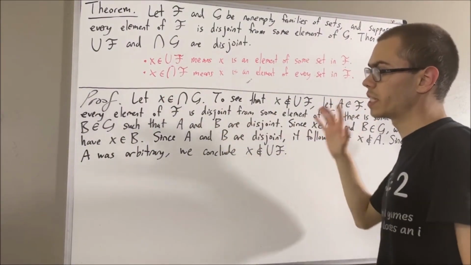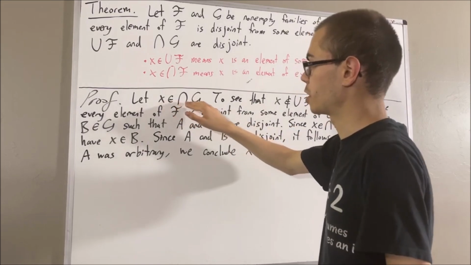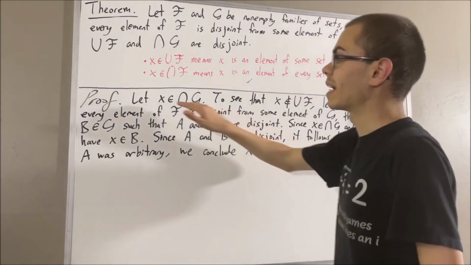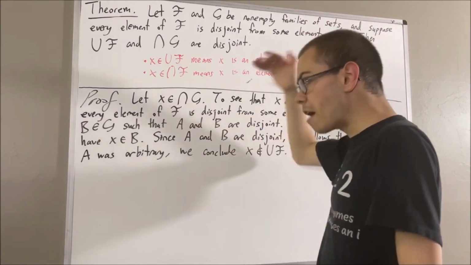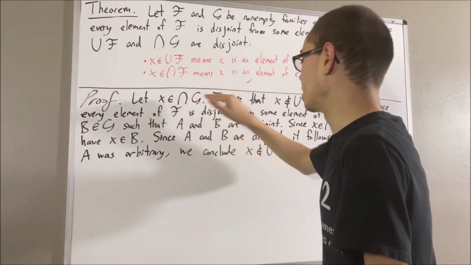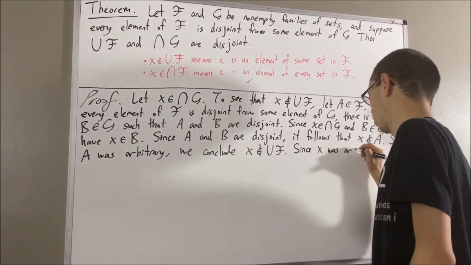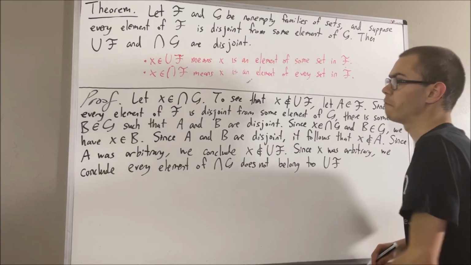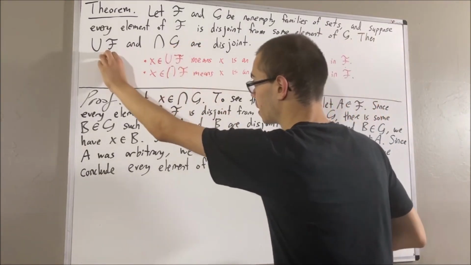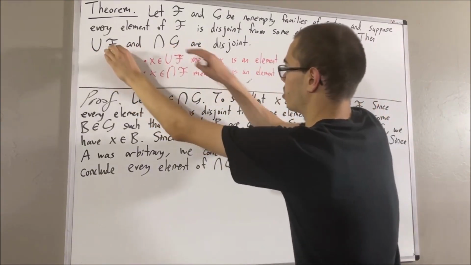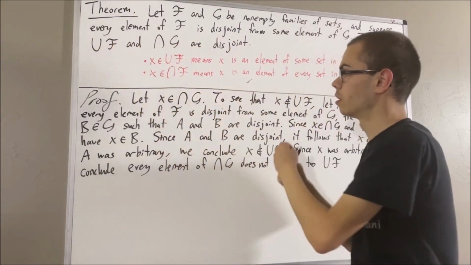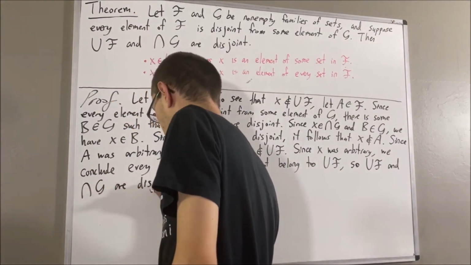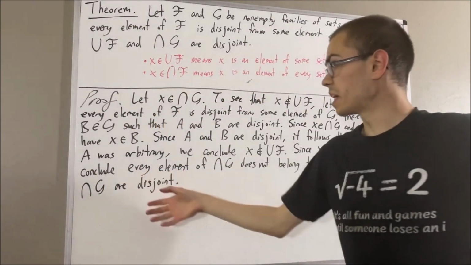But now notice, we see that under the assumption X is an element of the intersection of G, it follows that X is not an element of the union of F. Since X was arbitrary, this means that every element of the intersection of G does not belong to the union of F. And because every element of this set does not belong to this set, this amounts to showing that these two sets have no elements in common. So, they're disjoint. And that's exactly what we wanted to prove.